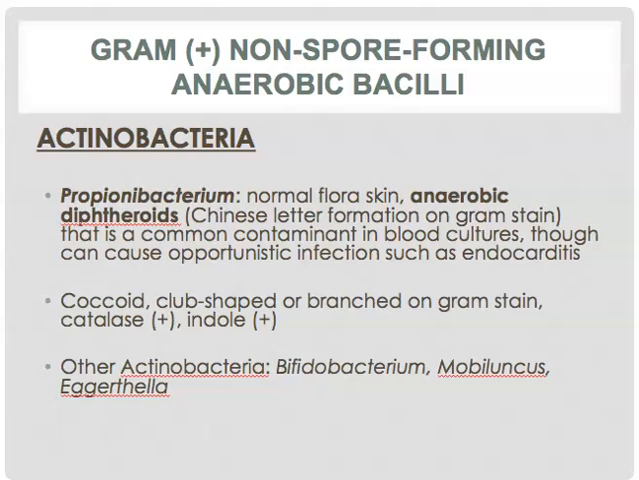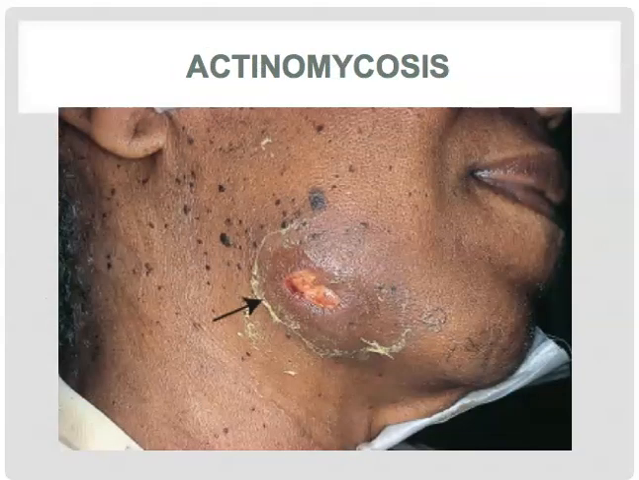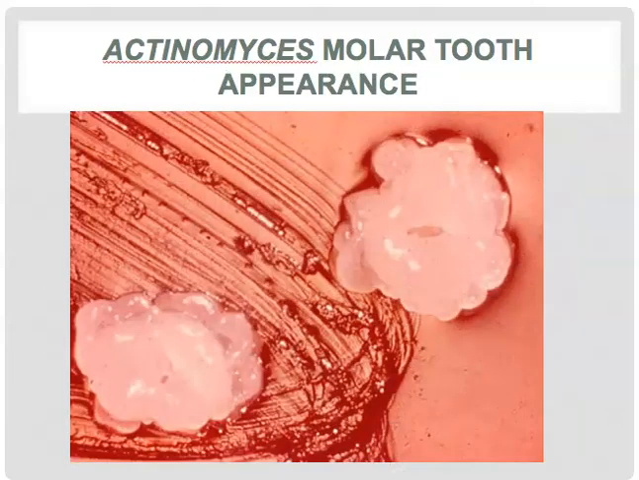Some other actinobacteria species, Bifidobacterium, Mobiluncus, Eggerthella, just know that they're in that group. Here's an actinomycosis infection. Here's what they refer to as the molar tooth appearance.